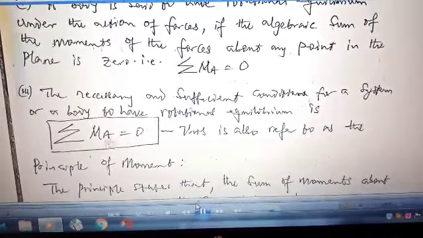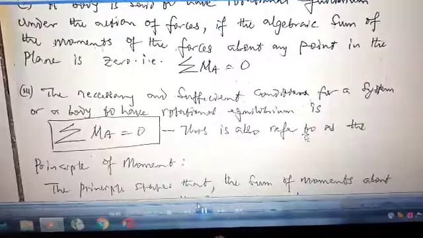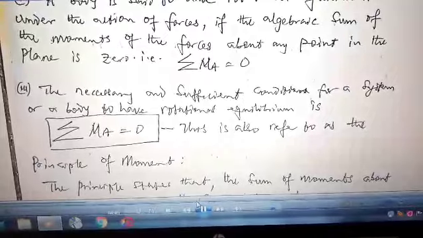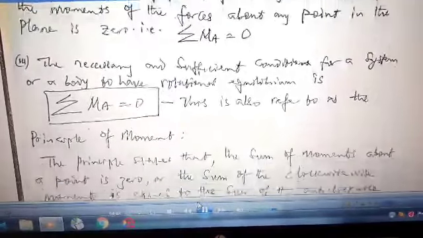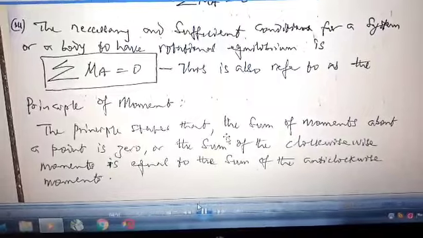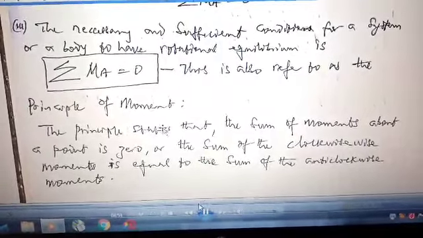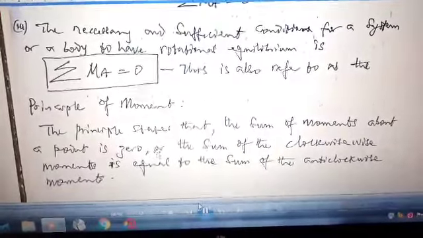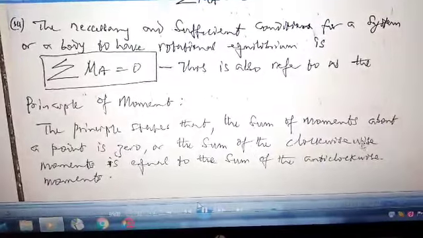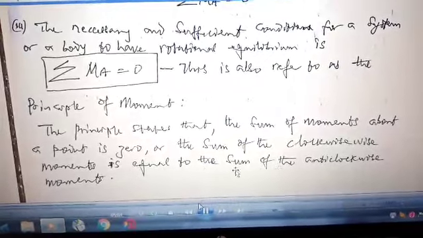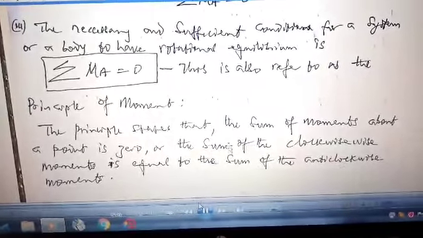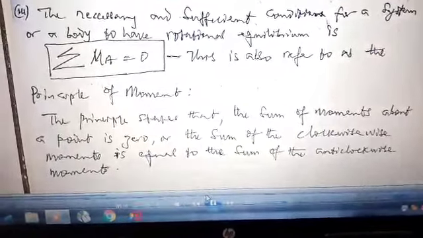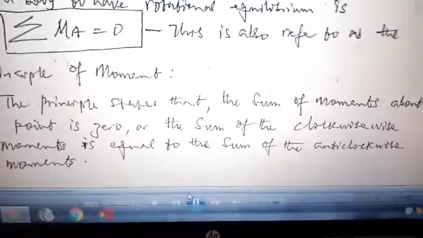And this mathematical expression is what is referred to as the principle of moment. That's another thing we call the principle of moment in physics. And what is the principle saying? What that principle of moment is saying is that the sum of moments about a point is 0, or you simply say the sum of the clockwise moments is equal to the sum of the anti-clockwise moments. That is what we call the principle of moment, and this principle is needed to solve problems.